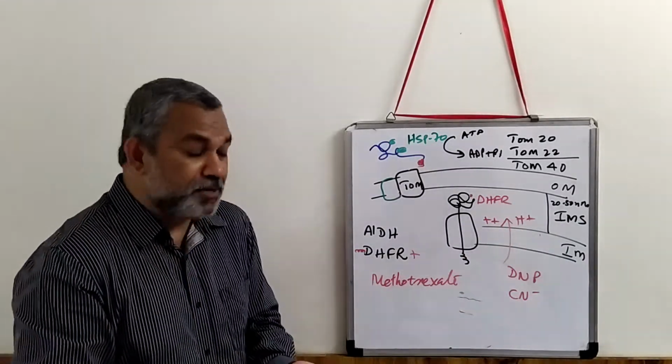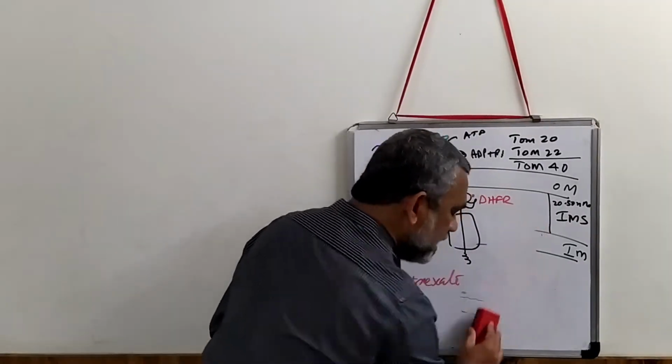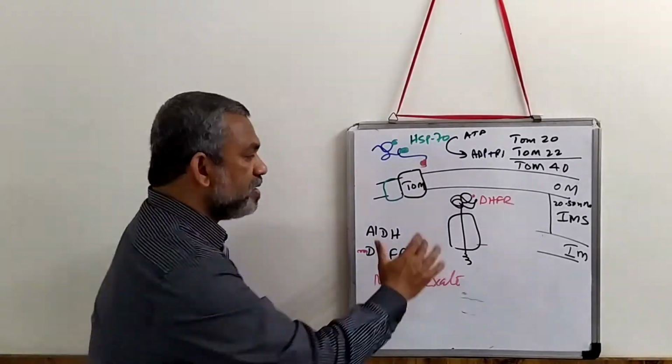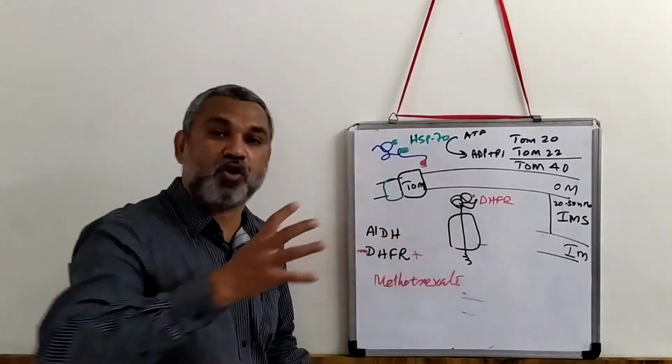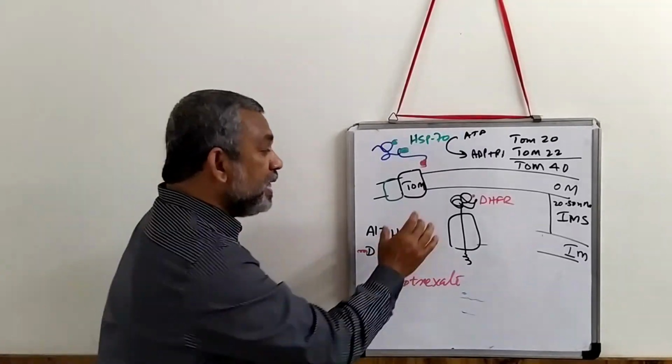They proved a third point. The third point which they proved in an experiment is, if you look, I have drawn the inner mitochondrial membrane, the TIM complex, that is the translocon inner mitochondrial membrane.